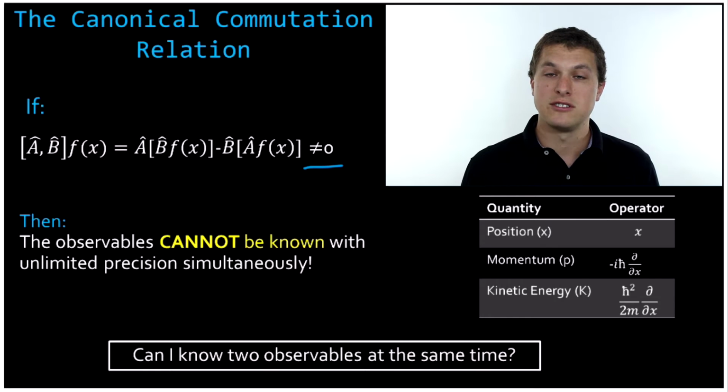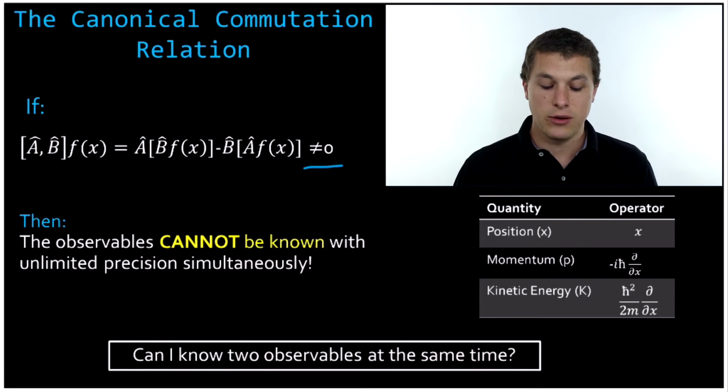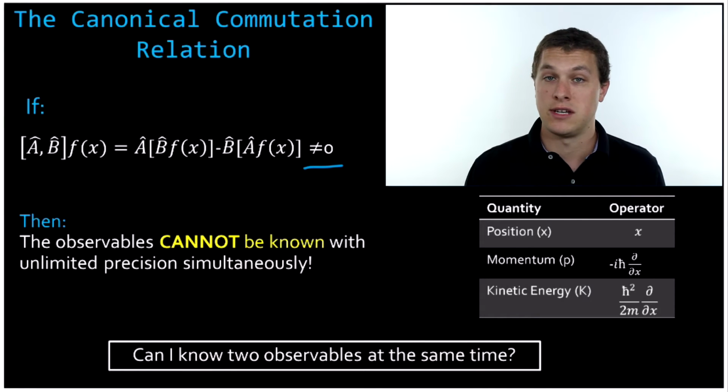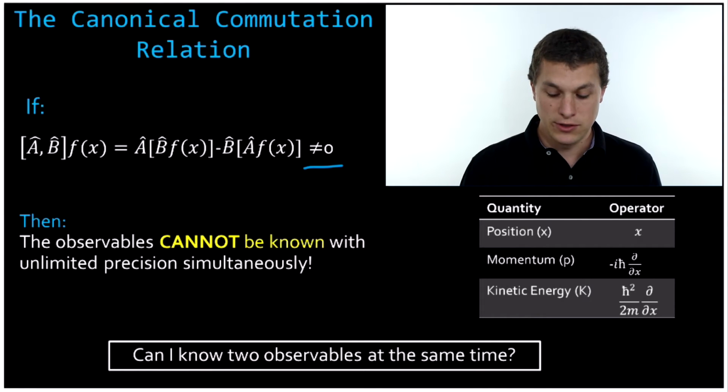And since they don't commute, there's a limit on how well we can know them at the same time. So let's take a look at what this actually looks like. So far I've thrown some equations out there, but let's get a handle on actually using them.